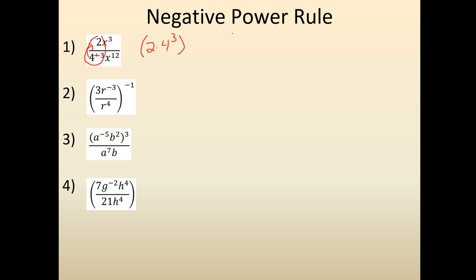And then for this, well, this is the quotient rule. So what I'm going to do is take the 3, subtract 12. So this becomes 3 minus 12, and then I'm going to simplify. When I plug into my calculator 2 times 4 to the third, I end up getting 128. When I do 3 minus 12, I get negative 9.